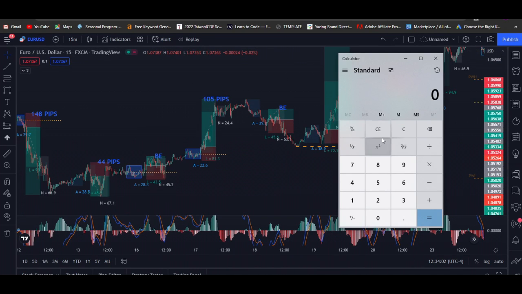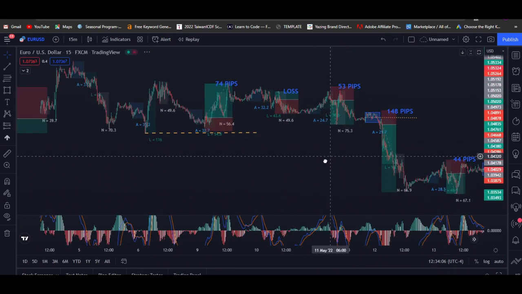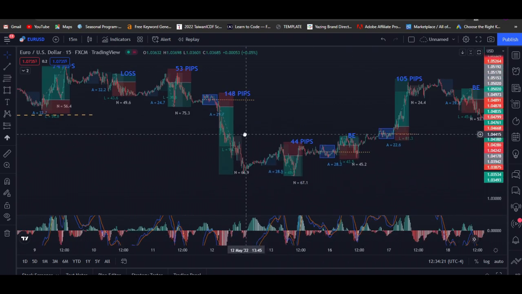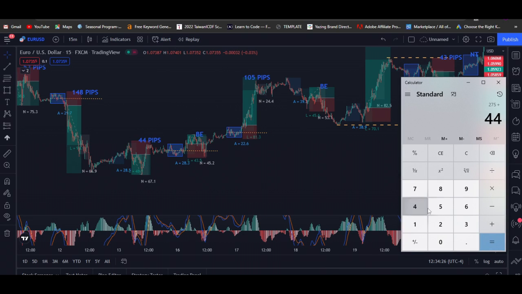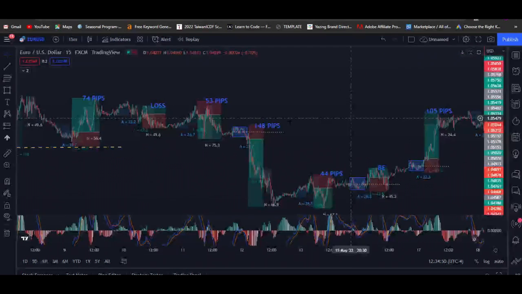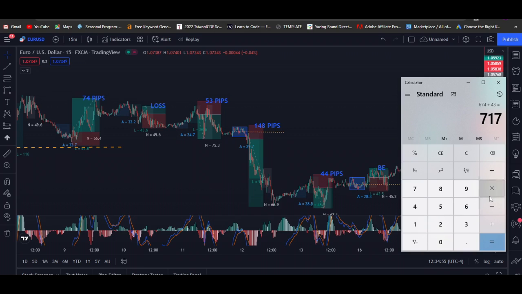So let's calculate how many pips we have profited within this period. Start from the beginning. We have 74 plus 53 plus 148 plus 44 plus 105 plus 250 plus 43 equals 717 pips. And now let's subtract the one losing trade from it, which is 30 pips, because our stop loss is always 30 pips. As you can see, we would have profited 687 pips just from these trades.